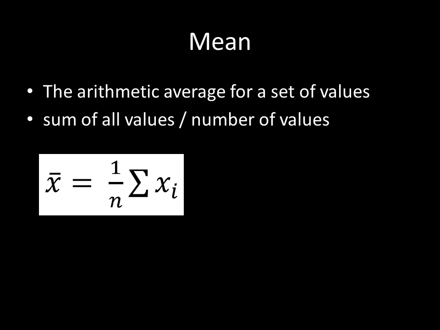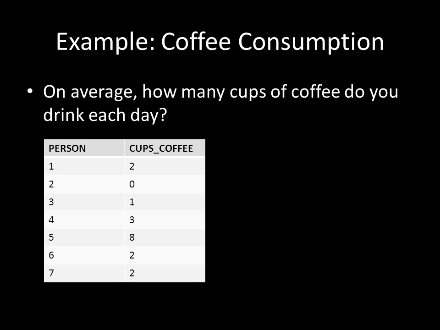The mean is the simple arithmetic average for a set of values. The mean is the sum of all values divided by the number of values. And I'll walk you through an example of mean. In this example, we've collected information about how many cups of coffee different individuals drank each day.